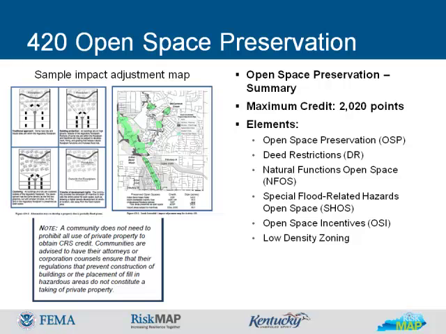Special flood-related hazards open space credits are available if the OPS credited parcels are subject to one of the special flood-related hazards, or if areas of special flood-related hazard are covered by low-density zoning regulations. Open space incentives credit is provided for local requirements and incentives that keep flood-prone portions of new development open. Most communities have underdeveloped areas that are not preserved as open space through one of the means recognized under open space preservation. Low-density zoning credits are available for zoning districts that require lot sizes of 5 acres or larger.